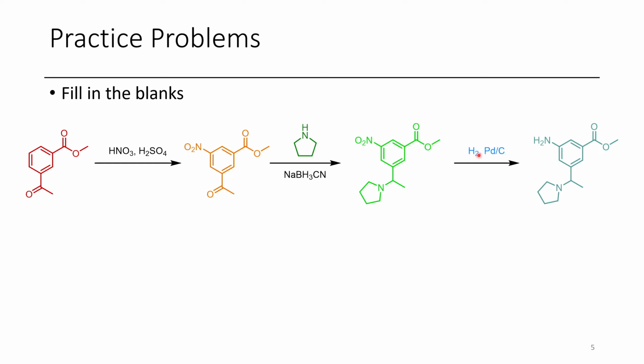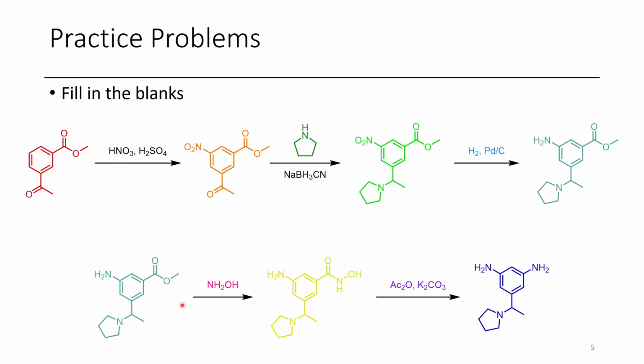We can then undergo a reduction of the nitro group to afford an aniline. This aniline can then be treated with hydroxylamine, which is able to actually transamidate this ester to give off methanol as a product, and then through subsequent activation and decarbonylation, we're able to afford this 1,3-bis aniline.